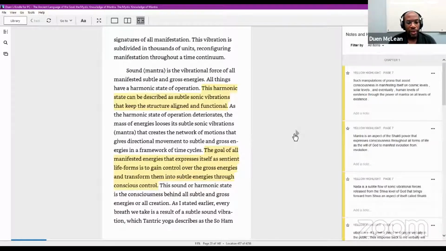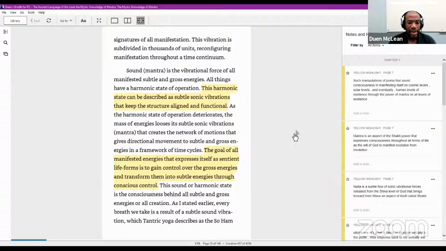The goal of all manifested energies that express themselves as sentient life forms is to gain control over the gross energies and transform them into subtle energies through conscious control. This sound or harmonic state is the consciousness behind all subtle and gross energies, or all creation.